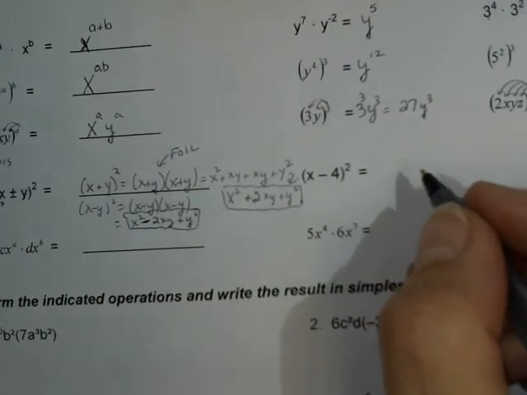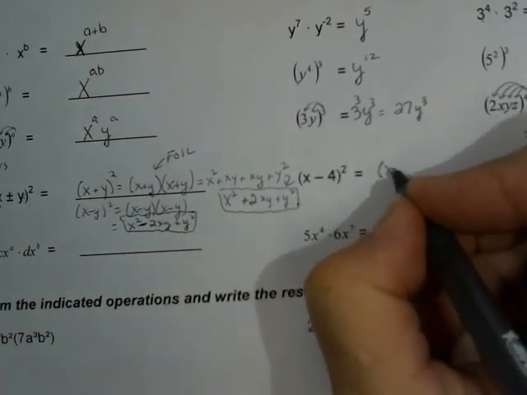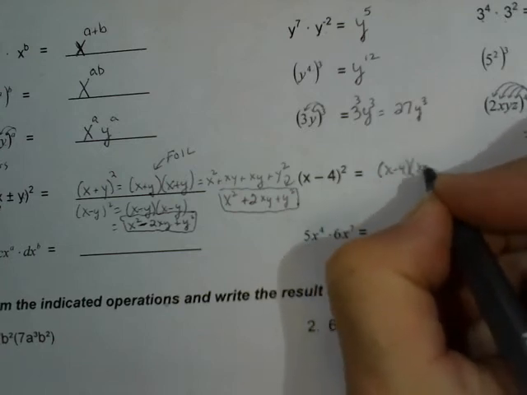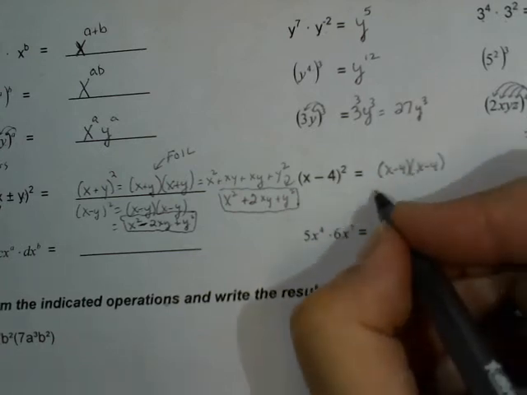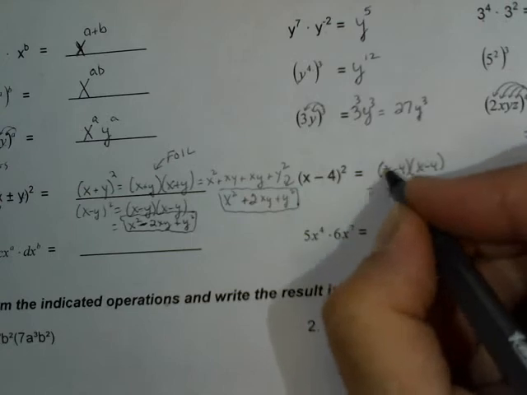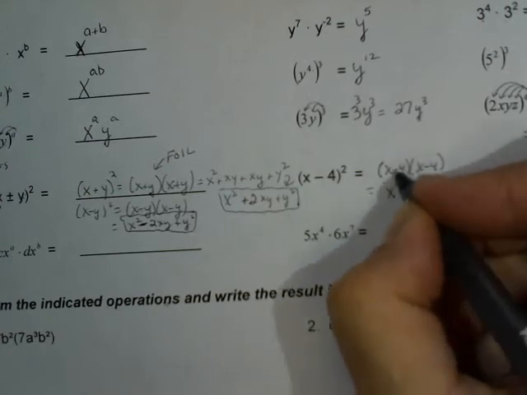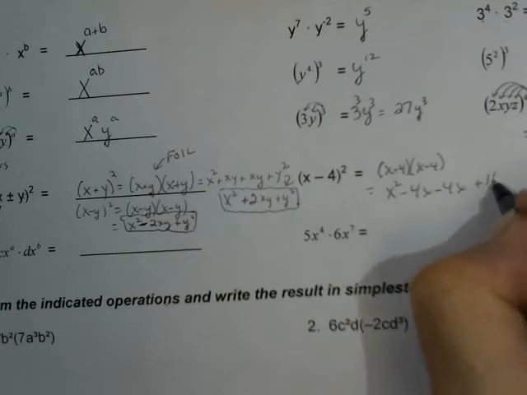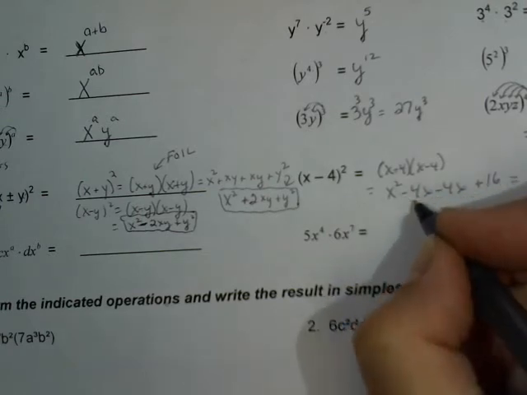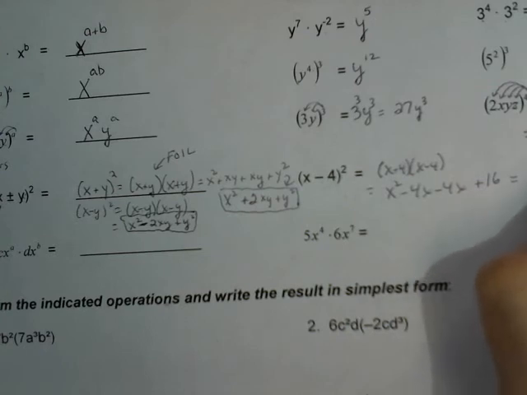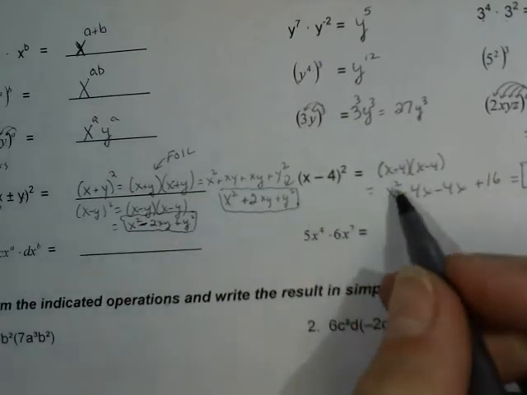So if you have x minus 4 squared, that's the same thing as x minus 4 times x minus 4. And when you FOIL this out, x squared minus 4x, negative 4 times negative 4 is positive 16. And these two middle terms, negative 4x and negative 4x, combine to negative 8x plus 16. So there would be that example.